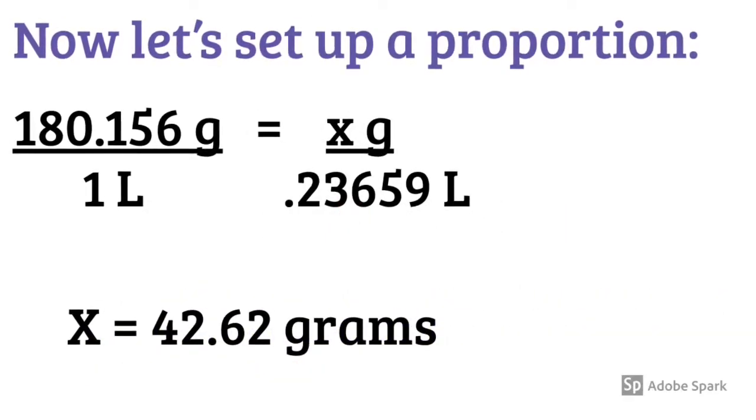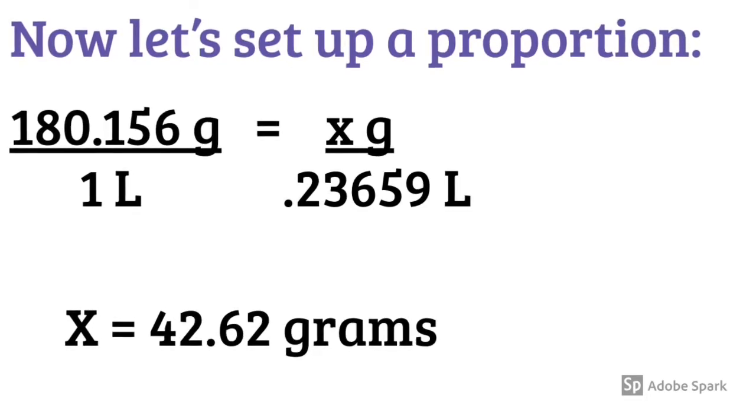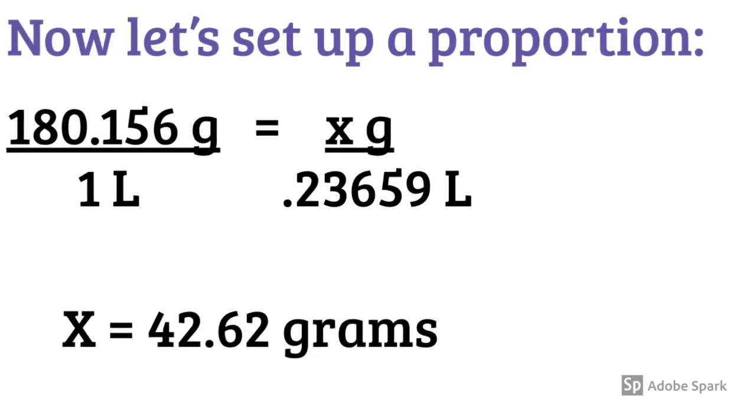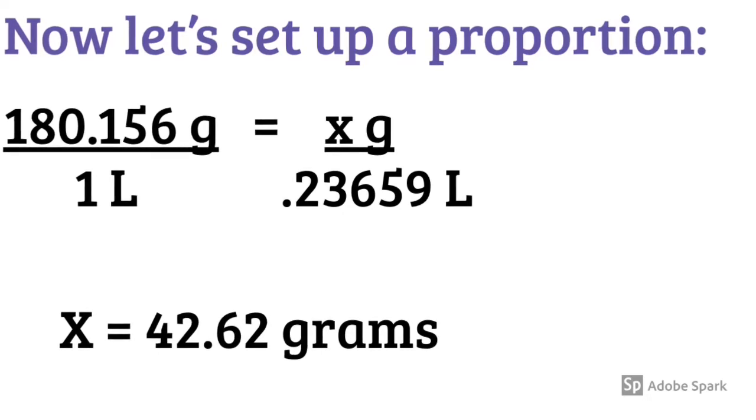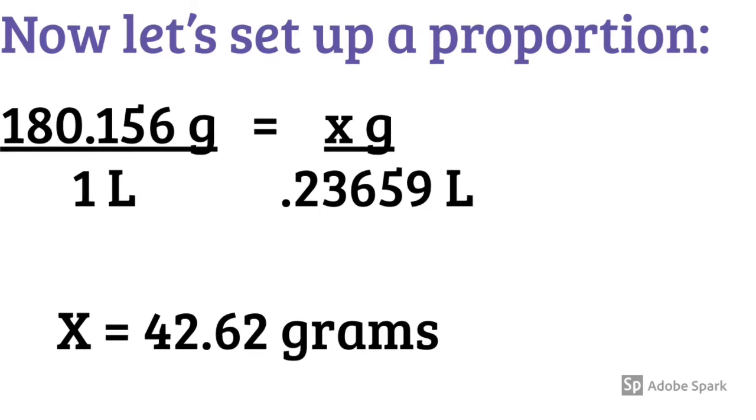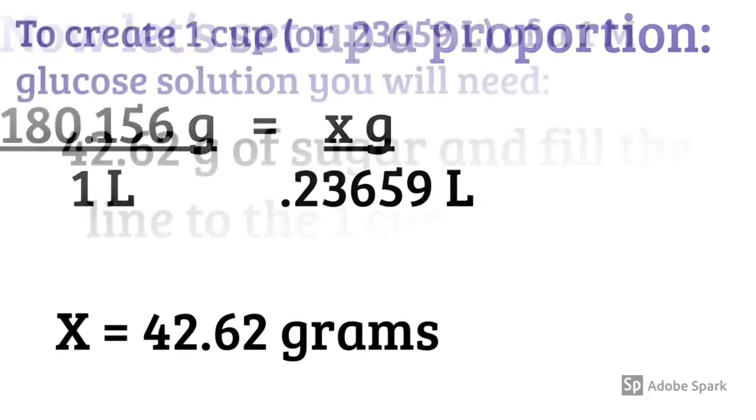Now we can set up a proportion. On the left side, I have my molar for 1 liter of a 1 molar solution. On the right side, we have our liters we just found on the bottom, and then we cross multiply and divide to find out for 1 cup of a 1 molar glucose solution, I need 42.62 grams of sugar.